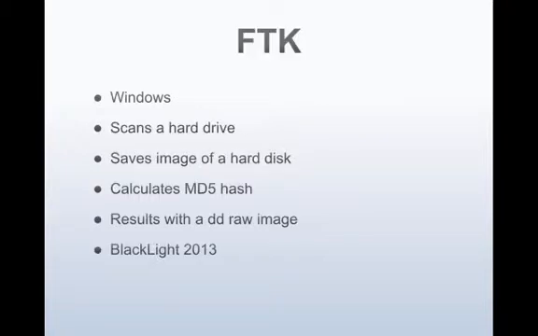The last program I'm going to briefly discuss is FTK Imager. FTK Imager is a Windows-based program, and what FTK Imager does is it scans a hard drive. So on scene, a forensic investigator will scan the hard drive of the suspect's computer with FTK Imager. This will save an image of a hard disk, calculate MD5 hash, and will result with a DD raw image. This allows the forensic investigator to analyze this hard drive and find any evidence that he can using FTK.